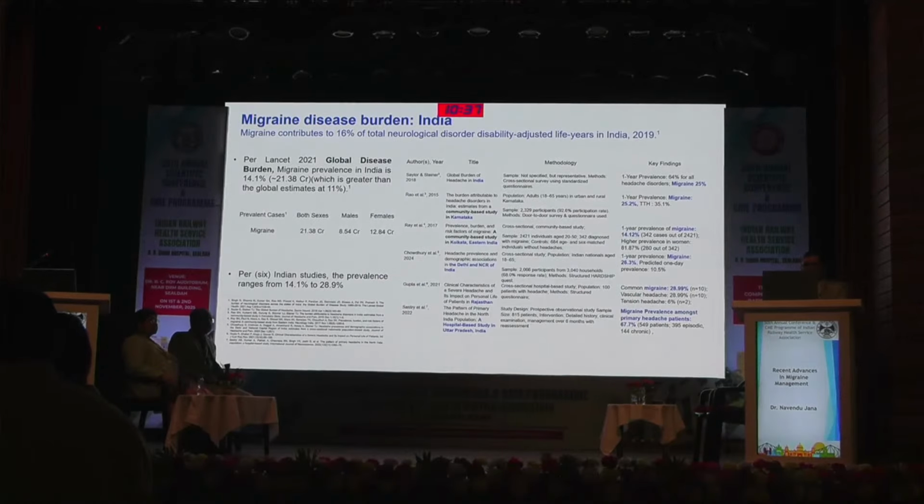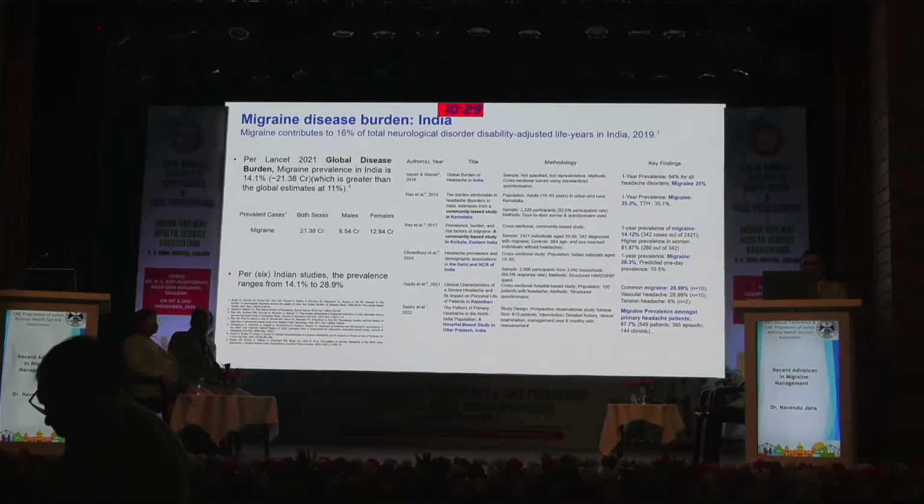Coming to the disease burden in India, it is almost as in the global ones. We have almost 12.84 crores affected every year, and the males are not very far behind, almost 8.54 crores every year. In 6 studies, the prevalence has ranged from 14% to 30%.